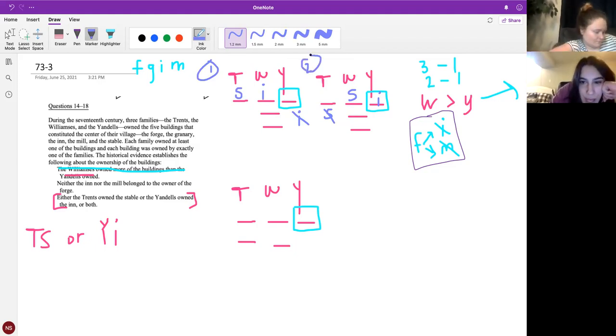F or M. Wait, neither the inn nor the mill belong to the owner of the fortune. So F or M have to be split between either the T or the W, or Y or the W. So do we know where either one goes for sure? No.